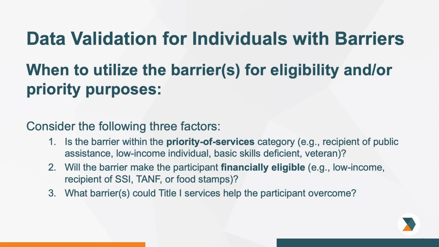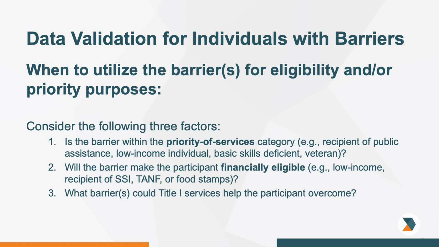If the barrier that I'm reviewing right now for this participant is within the priority of service category, meaning is the barrier an example of the individual being a recipient of public assistance, or low-income individual, or basic skills deficient individual, or veteran status, right? That's my first question. The second question: will the barrier make the participant financially eligible? Meaning, will the barrier prove that the participant is low income or receives SSI or TANF or food stamps, right?